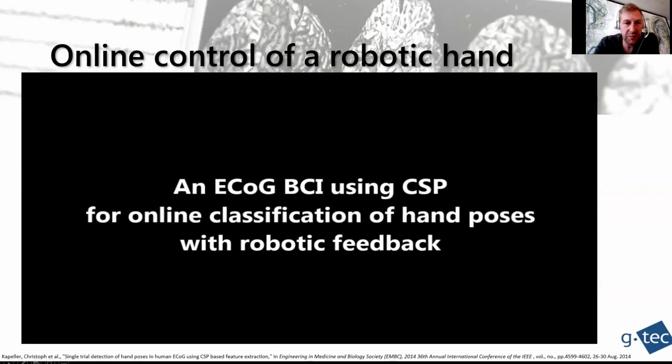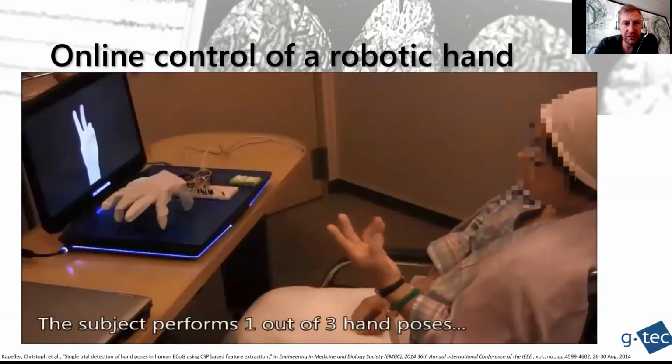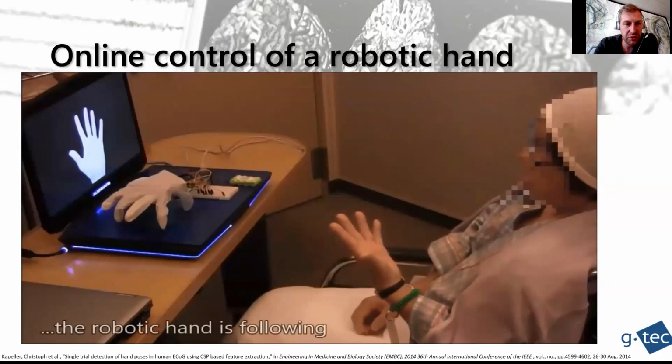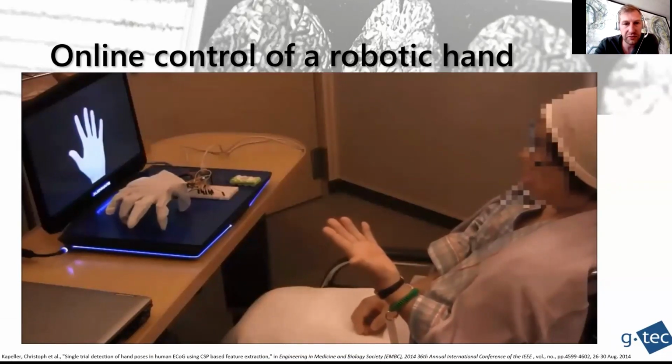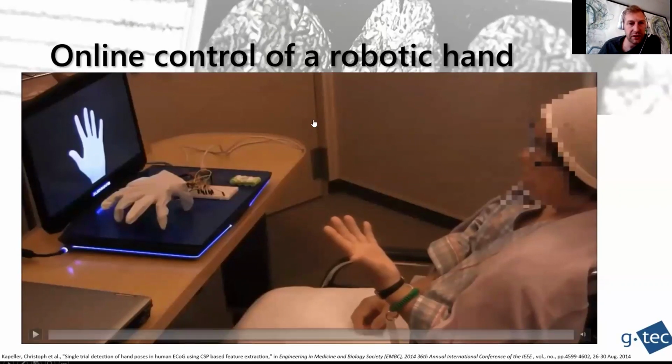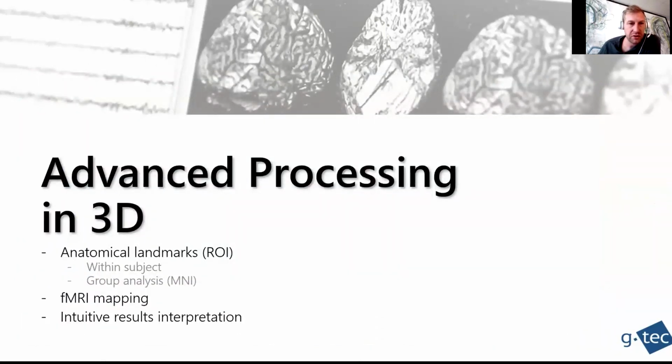We can use the same pipeline also, for example, for hand motor control. So here we use the same pipeline with high gamma band power and CSP features for propagating the brain signals directly to an arm or hand robot that then mimics the actual movement in real time.